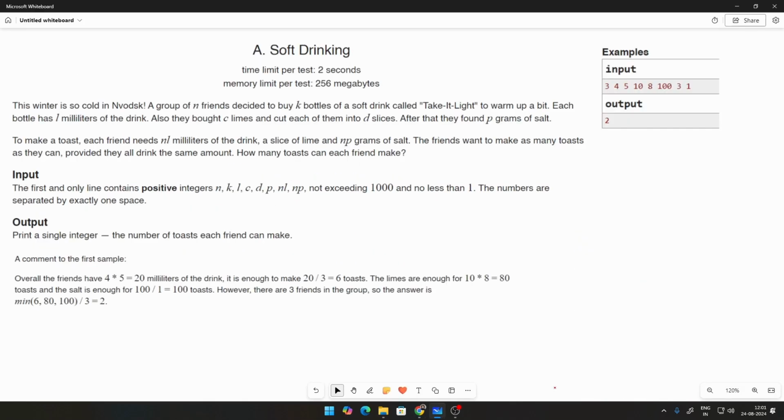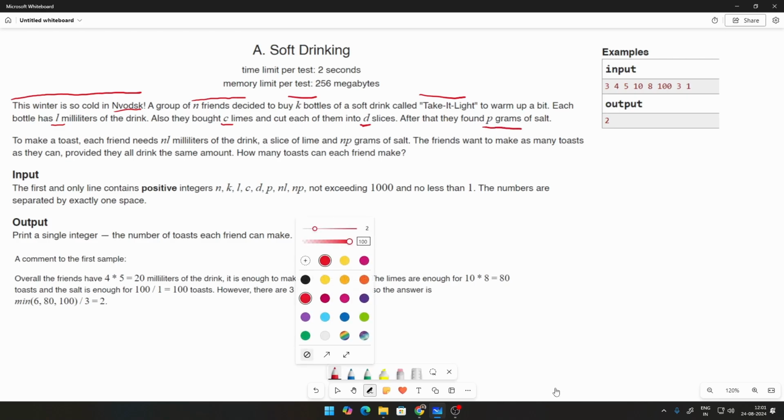Let's go ahead and read this problem before we attempt to solve it. They're saying that the winter is so cold in Novsk, and a group of n friends has decided to buy k bottles of a soft drink called Take It Light to warm up a bit. Each bottle has l milliliters of the drink. They also bought c limes, cut them into d slices. After that, they found p grams of salt. There are so many variables in this question, you guys have to get ready for that.